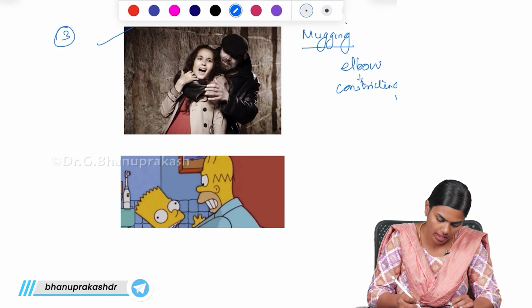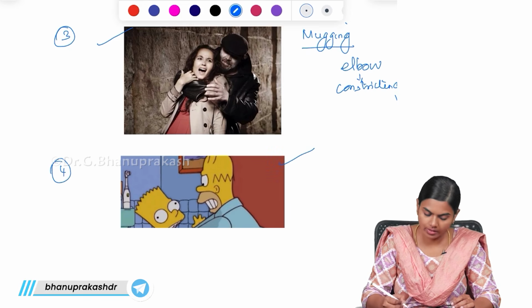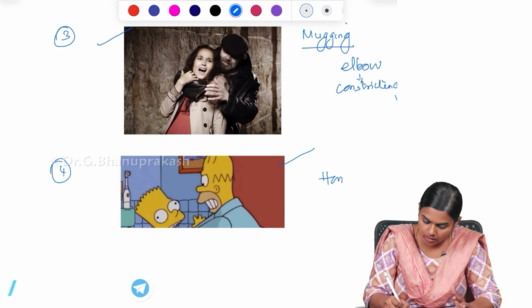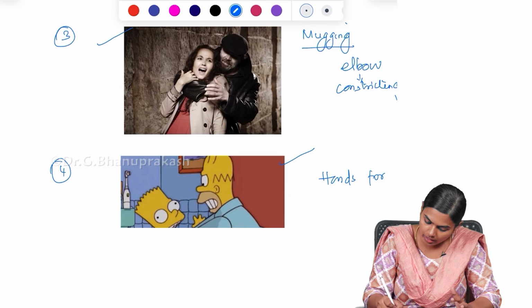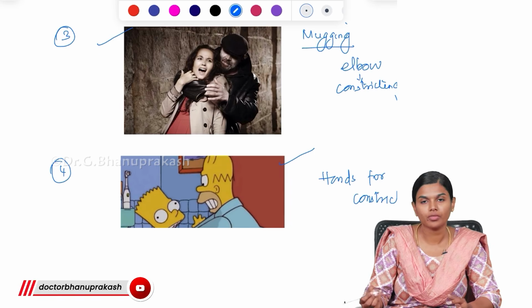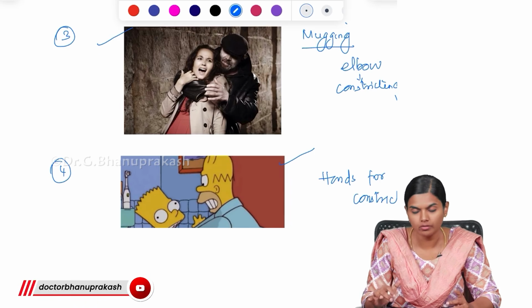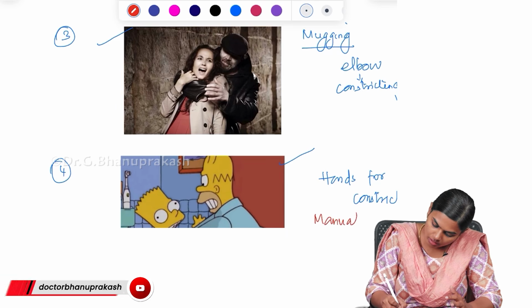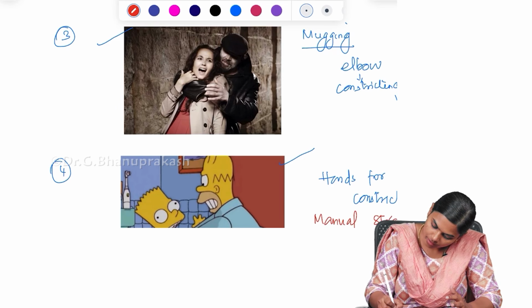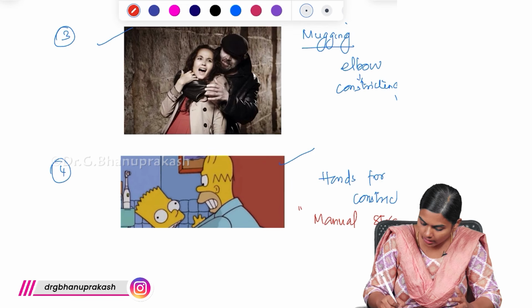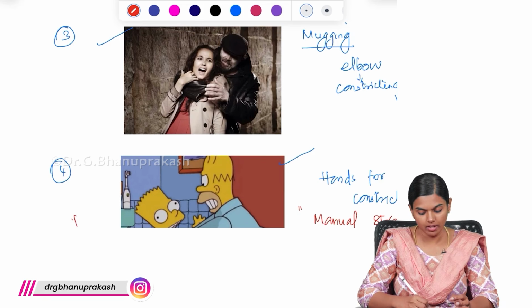And next what we have is this. This is very, very important. What is this? This is using hands for neck constriction. This is a very, very important type. They will ask you 5 marks in this also. So, what is this type? This is your manual strangulation, also known as throttling. So, this is also known as throttling. So, this is a very, very important type.